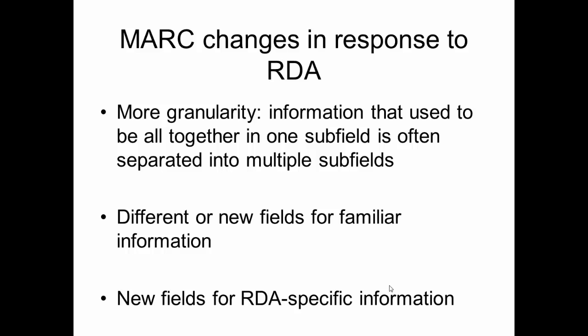Here is the point in the presentation when I shift from providing general information to providing specific information of interest to people who catalog ETDs. MARC had to change to encompass RDA. There are new fields, and some old fields are used in new ways. In some cases, information that was combined together in one subfield is now broken out into multiple subfields. This increased granularity is in preparation for a linked data world, with the expectation that future systems will be better able to exploit the data because it's separated by type of data.